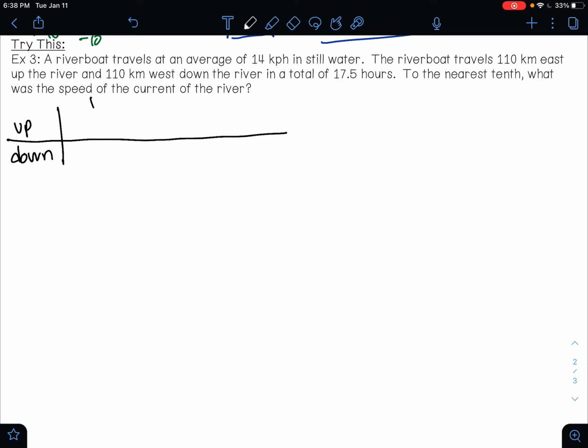Each way has a distance, a rate, and a time. They tell us that the riverboat can travel 14 kilometers per hour in still water. So 14 and 14. When we are going upstream, we are going against the current. So the current is going to slow the boat down. So we're going to subtract R here because it's slowing the boat down because we're going against the current. When we are going downstream, the current's going to help the boat along and make the boat go faster. So here we're going to have plus R. Remember, it's always your boat first, then either plus or minus the current.